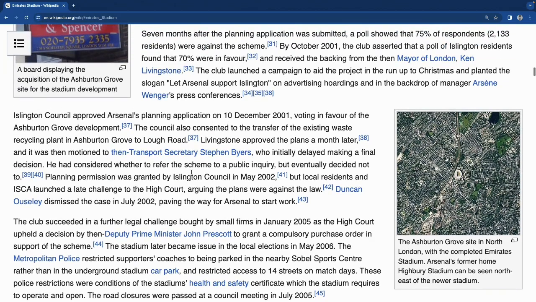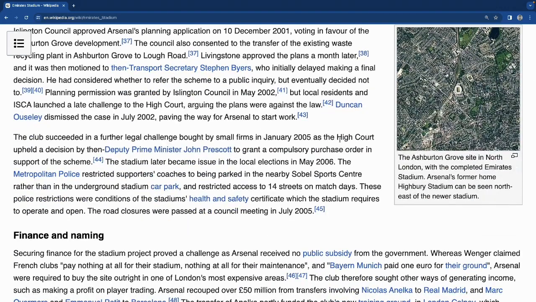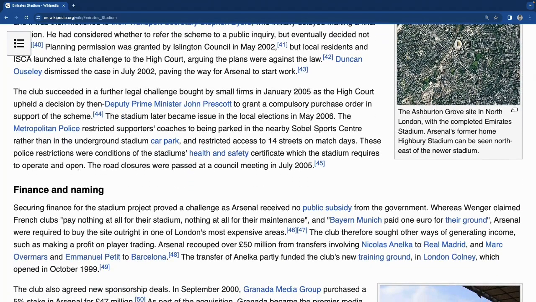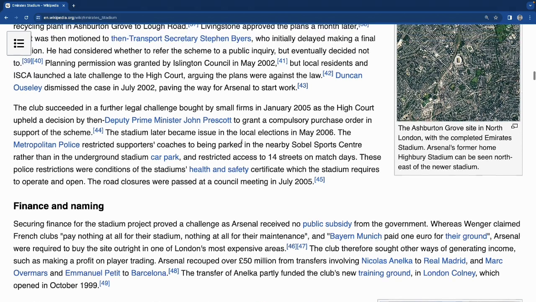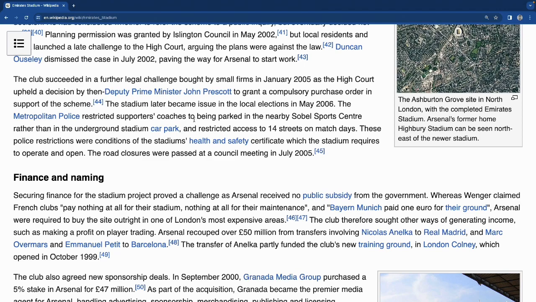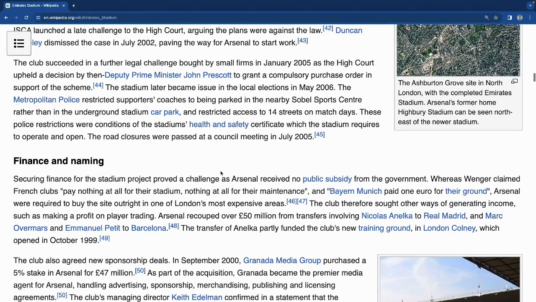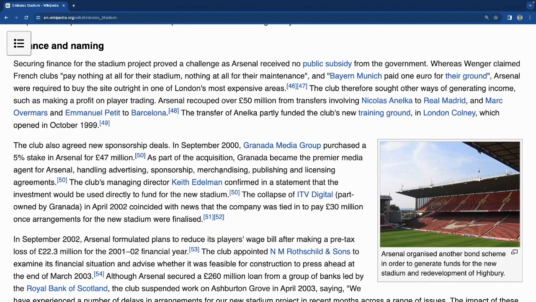Now remember, planning permission was granted, but a local residents' association launched a late challenge to the High Court. They claimed the plan was against the law. The court dismissed the case, exactly like the case study I told you to look at, because that's where the case study was involved. Okay, so at the end of the day, what were you supposed to look at? Now the other issue: a compulsory purchase order scheme, the stadium later became an issue in the local election, and supporters' coaches were restricted to being parked in a nearby area. That's about it.